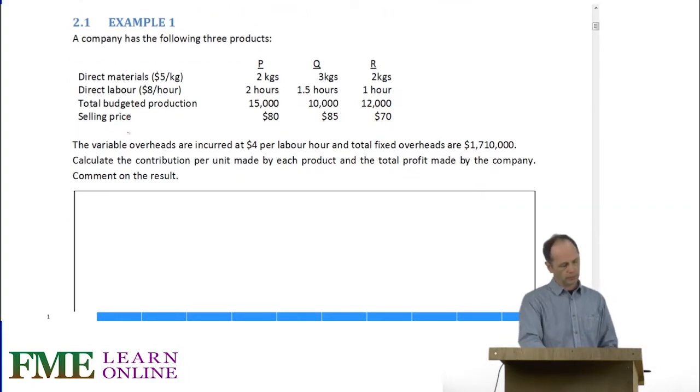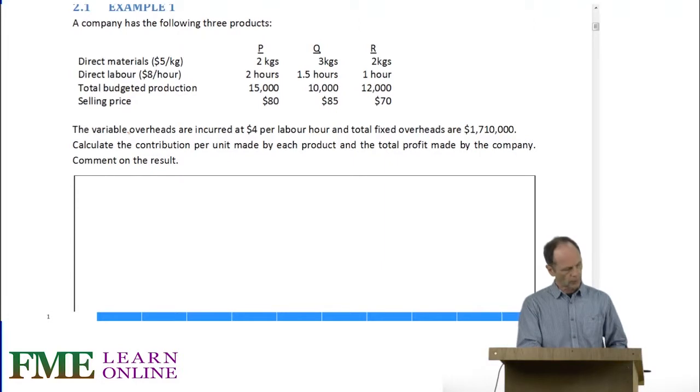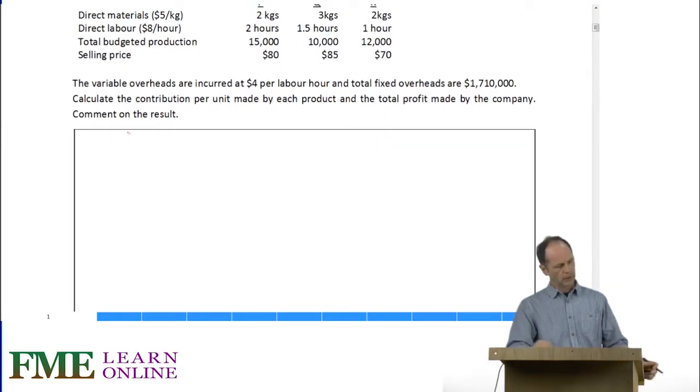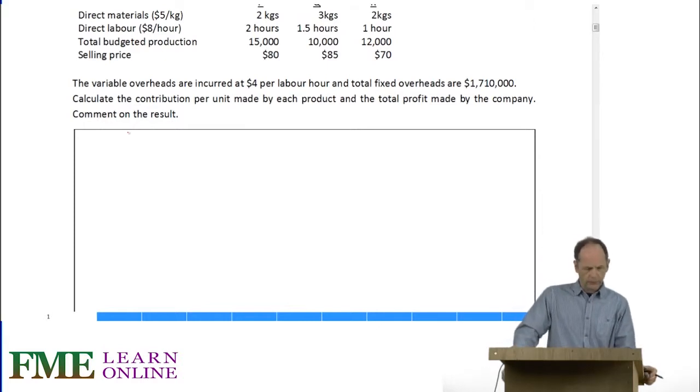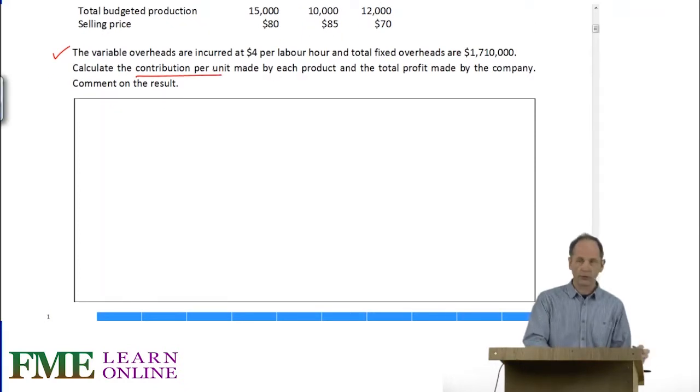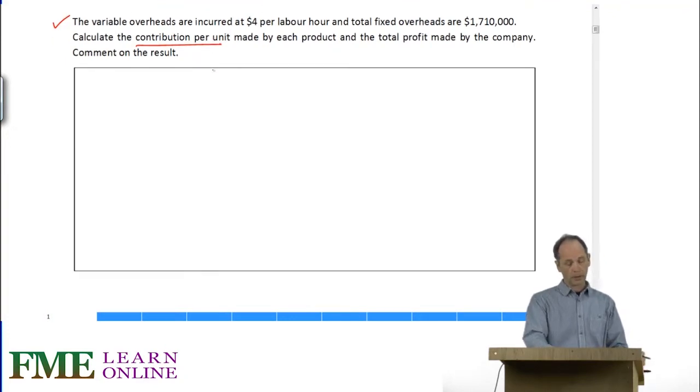So here's an example, example one down here. The company's got three products: direct materials, direct labour, and a selling price, and we also have the budgeted production. Variable overheads as well are incurred at $4 per labour hour. Total fixed overhead is $1.71 million. And they want us to calculate the contribution per unit, notice, not the profit per unit, on each product and the total profit made by the company.